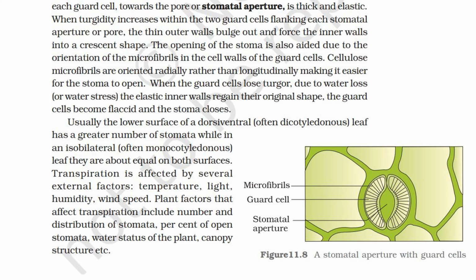When turgidity increases within the two guard cells flanking each stomatal aperture or pore, the thin outer walls bulge out and force the inner walls into a crescent shape. The opening of the stoma is also aided due to the orientation of the microfibrils in the cell walls of the guard cells. Cellulose microfibrils are oriented radially rather than longitudinally, making it easier for the stoma to open. When the guard cells lose turgor, due to water loss or water stress, the elastic inner walls regain their original shape, the guard cells become flaccid and the stoma closes.